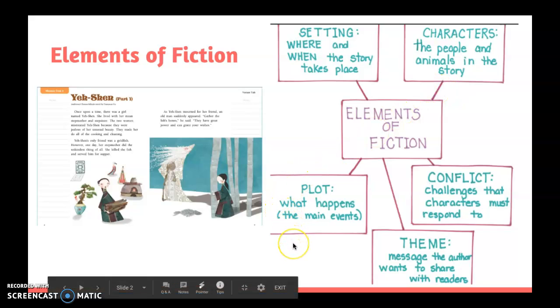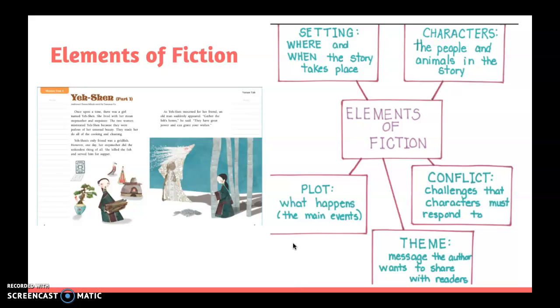A plot, and so what happens in kind of the main events, and the conflict, essentially like the problem and challenges that the characters must respond to. And then last but not least, the theme, and that's the message that the author wants to share with the readers.